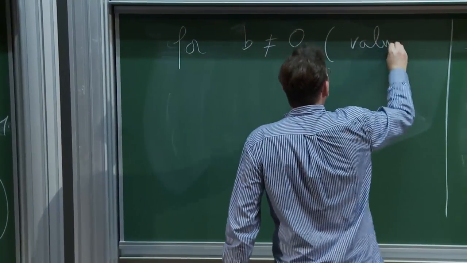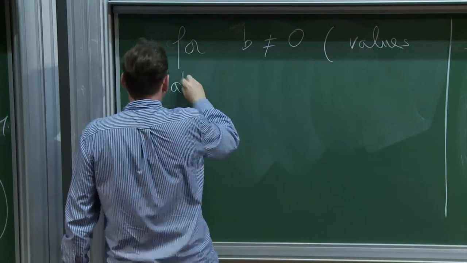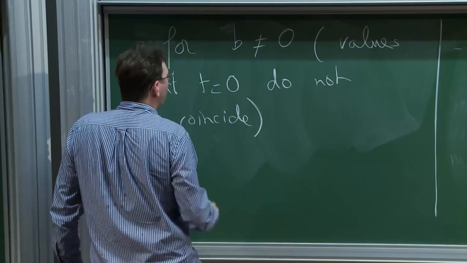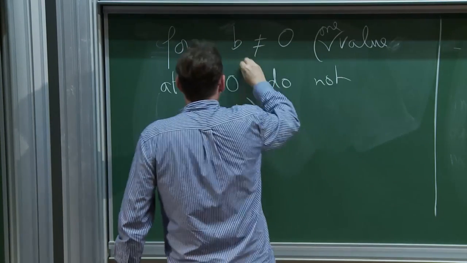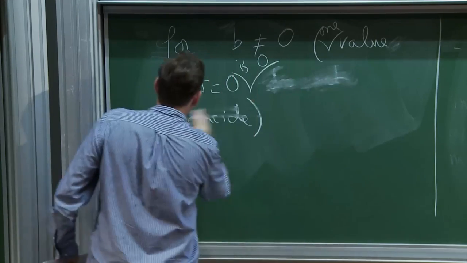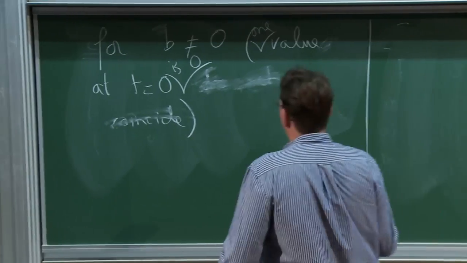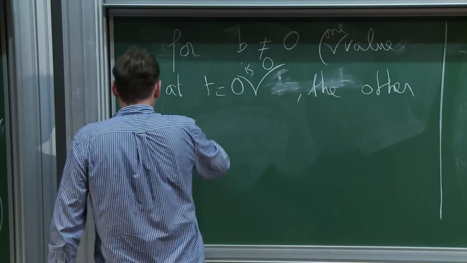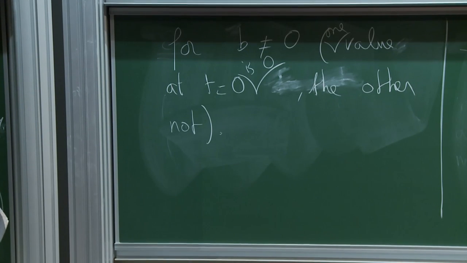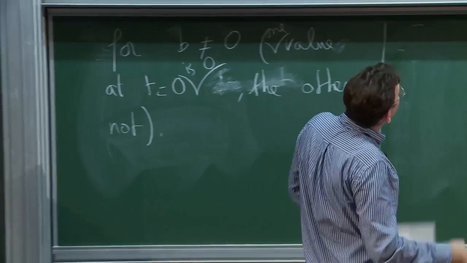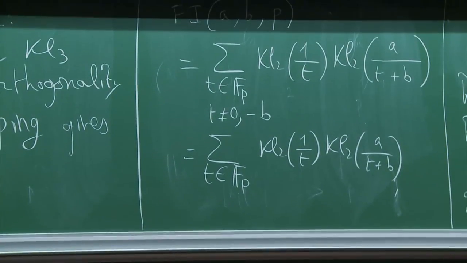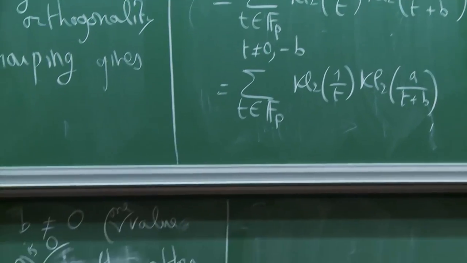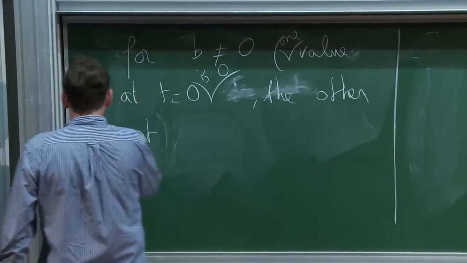Because the values at t equals zero do not coincide. So one value at t equals zero is zero and the other not. So at least it's not, so this is KL2 of A over B, and when P varies, there's no reason for KL2 of A over B to always be zero. Actually, if you think about it, it's not obvious. You need to actually prove something. So I should say probably not.